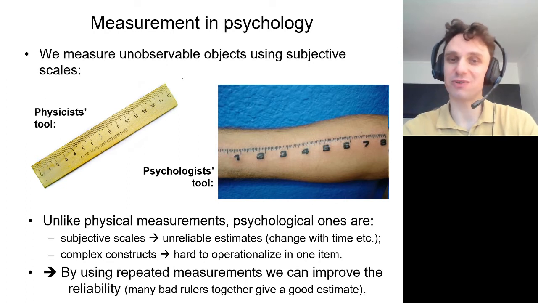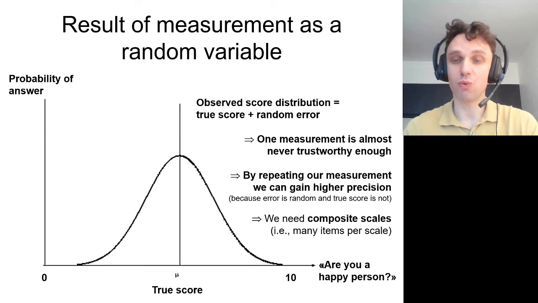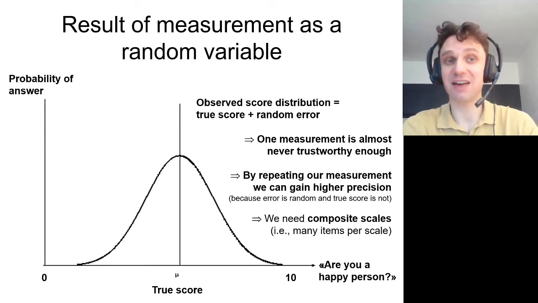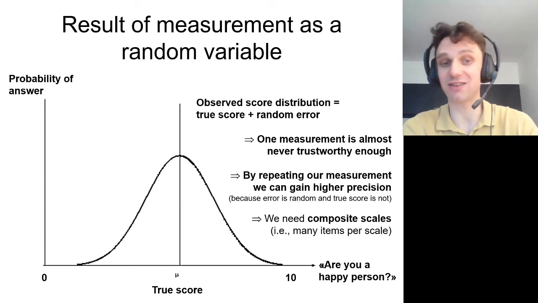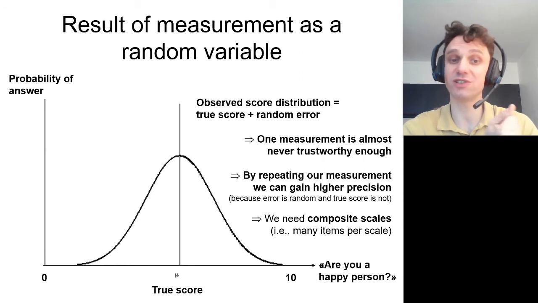And because our ruler is so bad, we can measure many times to improve the quality of our measurement. Why does it happen? Because every result of our measurement is always a random variable. So imagine I'm asking you a question, are you a happy person on a scale from 0 to 10? And you have some kind of level of happiness, maybe 7, which does not really change with time, maybe your baseline characteristic. But at one moment you might give me an answer like 7 or 8 or 6, and sometimes more rarely you can even say 10, or maybe even 4. So your individual answers at every moment or to every item will always be distributed around your true score, but will not be equal to this true score every time.